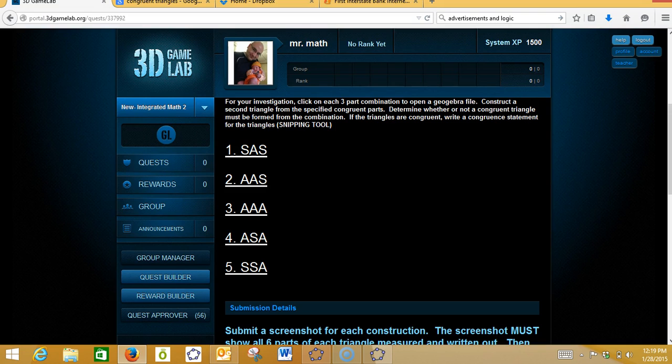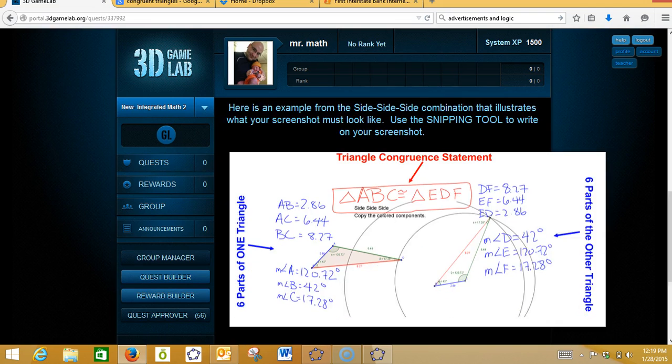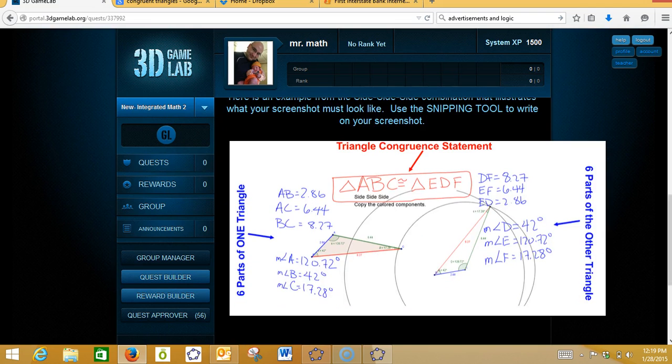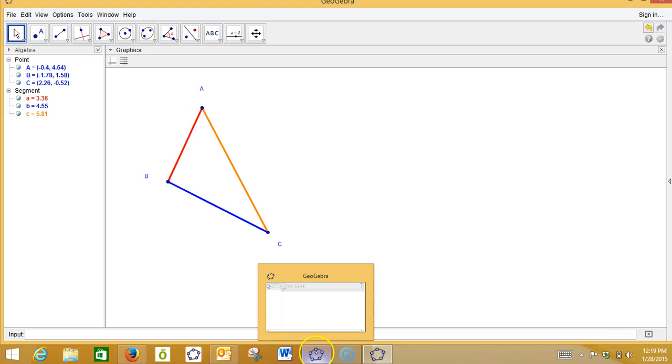The first example, since you may have missed the first day, is side, side, side. If we have 2 triangles and we know that the 3 sides of both triangles are congruent, do we know that the 2 triangles themselves truly are congruent, meaning all 6 parts are congruent based off these 3 parts, the 3 sides? So let me show you in a couple examples how you're going to go about this activity. The first one I'm going to do is this 3-side combination here. So let's construct a triangle over here somewhere that has these 3 sides in it, and we're going to check to see if they're congruent.